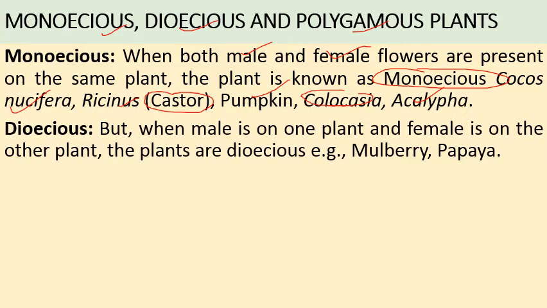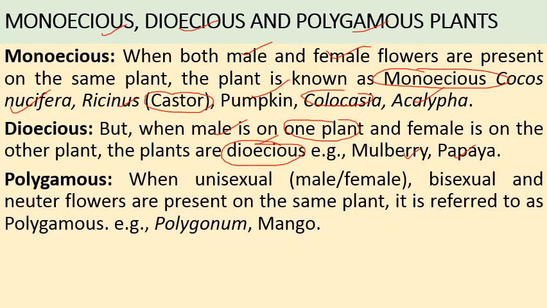Next come dioecious plants. When male flowers are on one plant and female flowers are on another plant, that type of plant is known as a dioecious plant or unisexual plant. For example, we have mulberry, papaya, etc. Next come polygamous plants. When unisexual flowers, that is male or female flowers, and bisexual or perfect flowers, and neutral flowers are present on the same plant, it is referred to as a polygamous plant. These types of flowers are found in the case of Polygonum and mango.